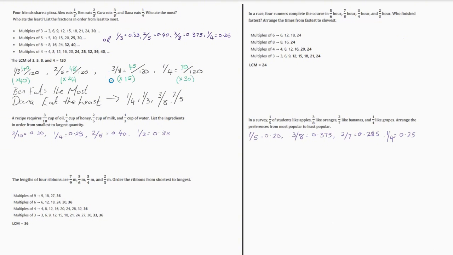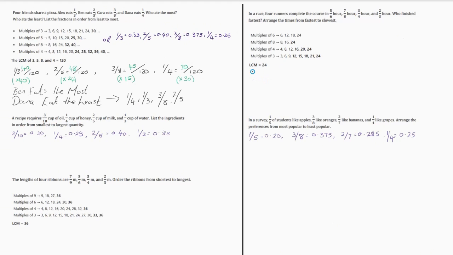Don't give up. Second question, in a race, 4 runners complete the course. So we've got 5/6 of an hour, 7/8, 3/4, 2/3. Who finished the fastest? And arrange the times from fastest to slowest. Now this one was pretty straightforward because I knew all those denominators go into 24. So it's not as long as that one. So I'm just going to stick with the listing style. We know that all our denominators are going to be 24.